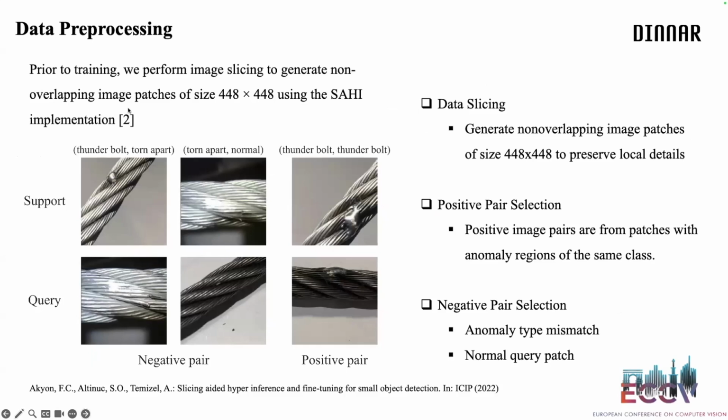Besides the model overview, we also share some technical details. First, about data processing: because the image is of high resolution, we will perform image slicing to generate non-overlap image patches of size 448 by 448 using this SAHI implementation. Through this process, we will get more data for our training set. It's kind of data augmentation.